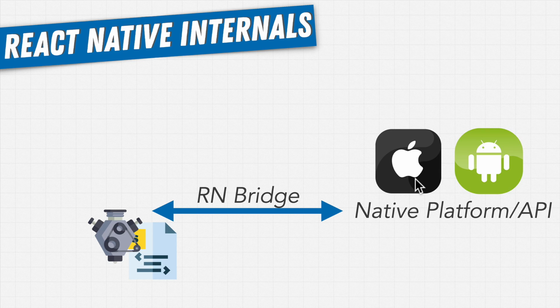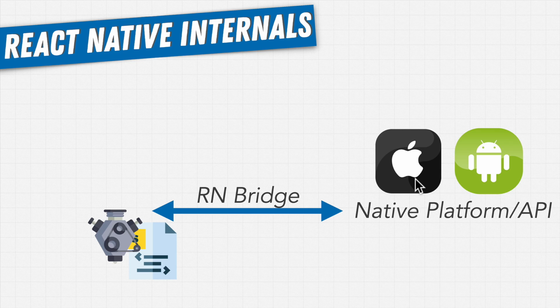So this idea of a bridge is actually a very common pattern in programming. It's called the message broker pattern. And it's a way for us to communicate when we're using two different languages. For example, if we want to communicate between Python and JavaScript, we would use the message broker pattern.